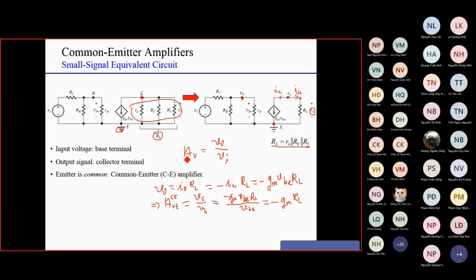Now we have to calculate the total voltage gain. Okay, the total voltage gain is equal to the output voltage on the load, so that means VL, over the input signal, so that means VI. Okay, so now we have V out is minus GM VBE RL. So we have to relate back VBE to VI, in order to divide V out by VI. Okay, so what is VBE?